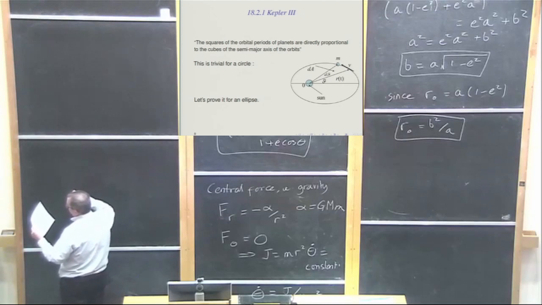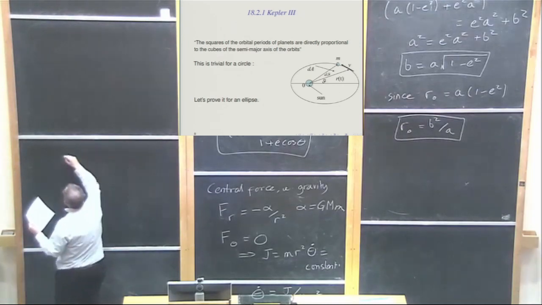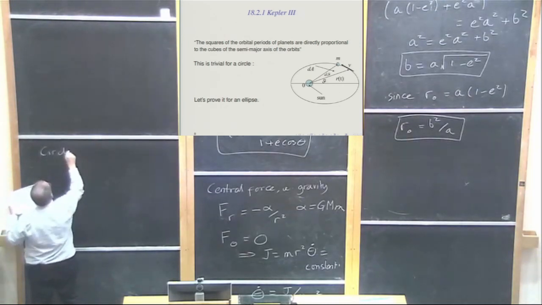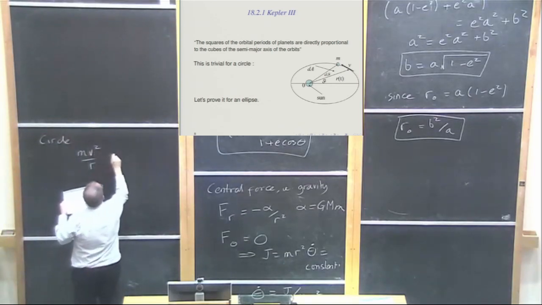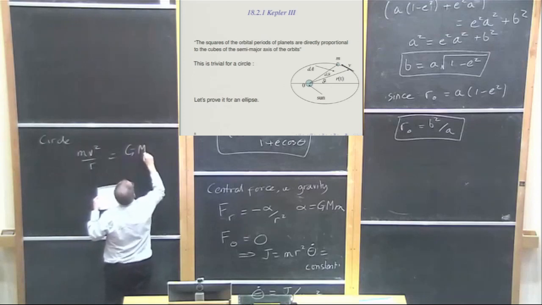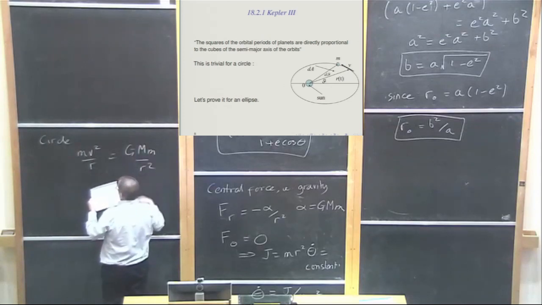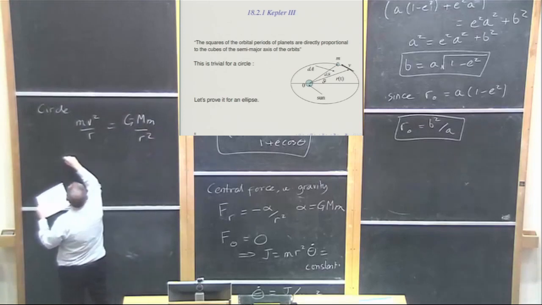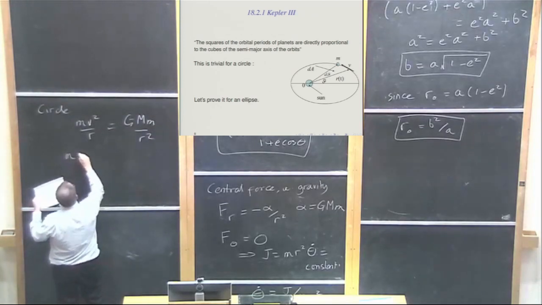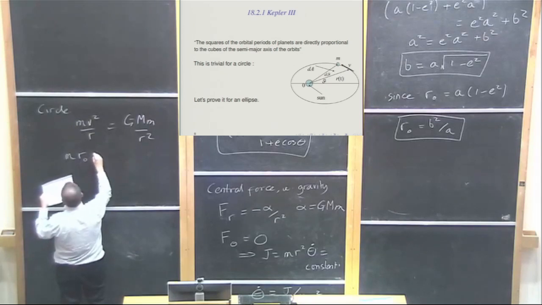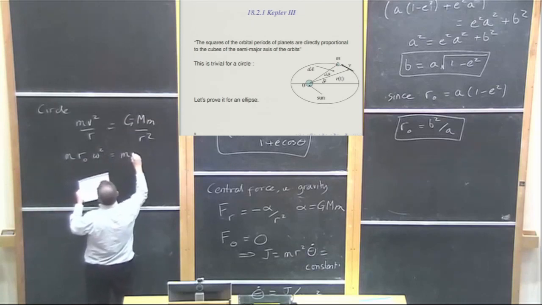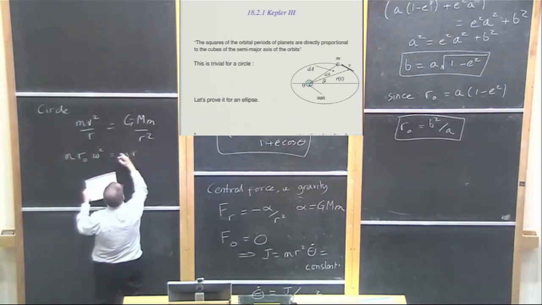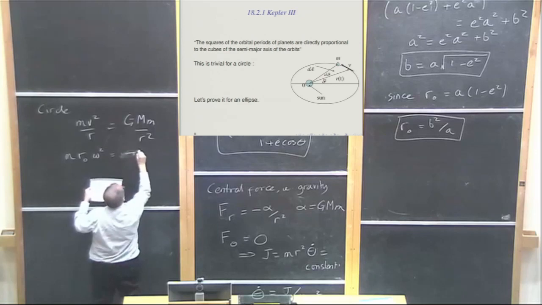So for a circle, we have mv squared over r equals big G, big M, little m over r squared, which I can write the left-hand side as m r0 omega squared equals m r equals that.